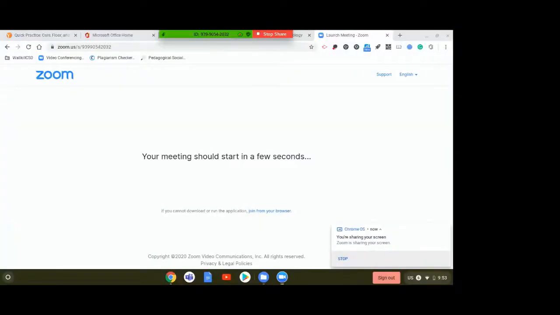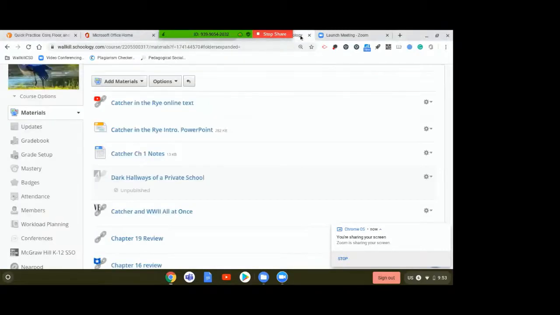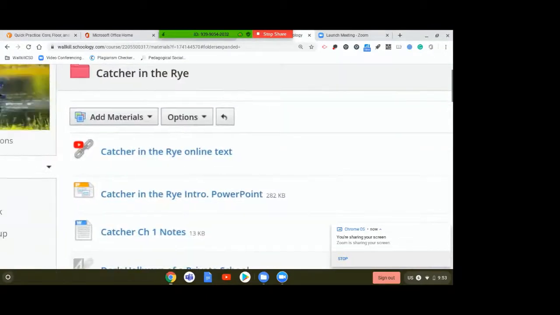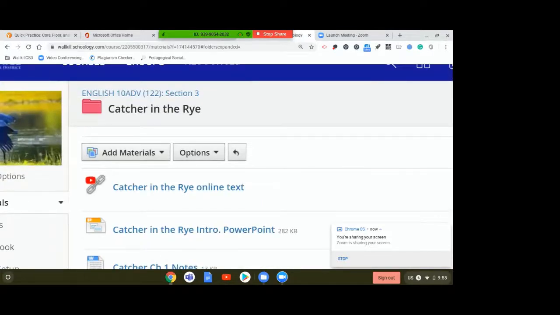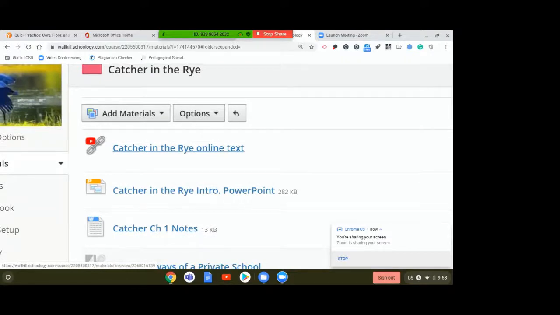This is exciting. Beginning a new book. All right, here's my screen. And here's our Schoology page. So our Schoology page might look a little bit differently. This was from last year, but there's a folder. It's called Catcher in the Rye. So find the Catcher in the Rye folder on Schoology. And then you will see that there's the online text if you want to follow along online, and I'll have it projected on the screen in this video. You could always just read off your screen too, or you have your own copy, which is an option as well.